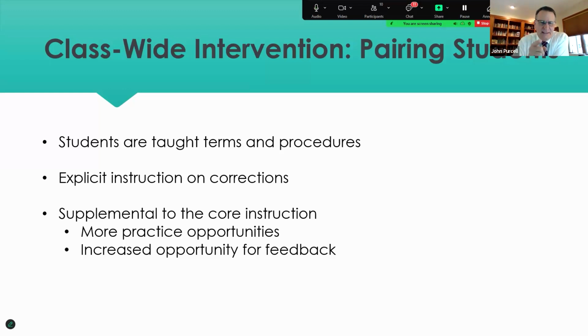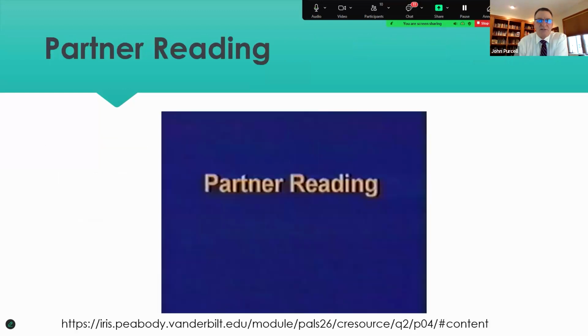So key to this, as it is in any classroom, we teach the procedures. We teach the vocabulary. Here's what I mean by this. Here's what this means, and we teach those procedures. We teach them to provide very explicit instruction on corrections for each other. You'll see that they have little charts for that. And this allows students to practice more with guidance from peers. And it increases not only the opportunity for feedback, but it also increases students' confidence when it's done correctly.